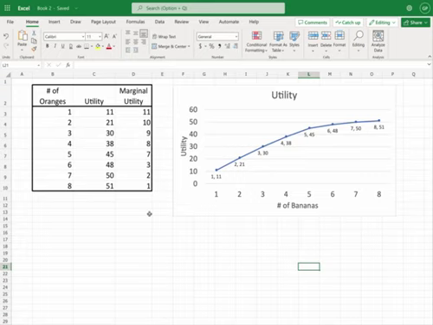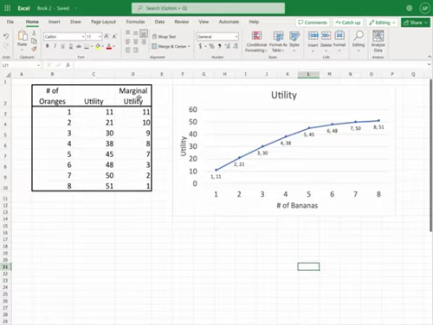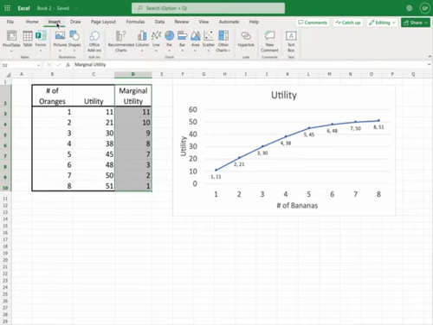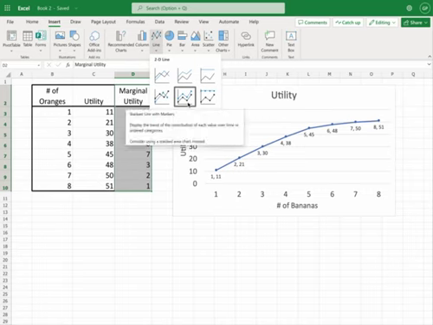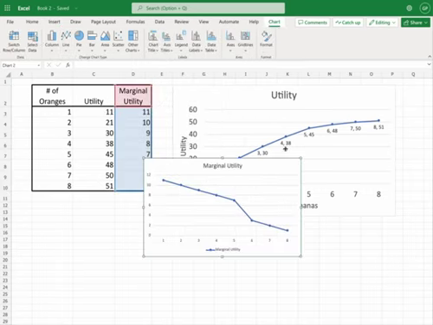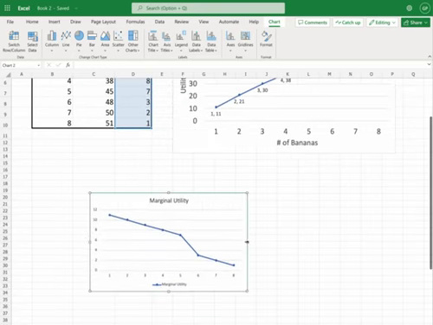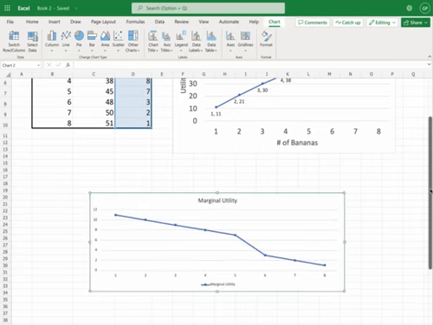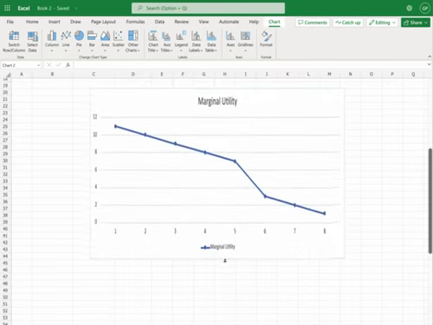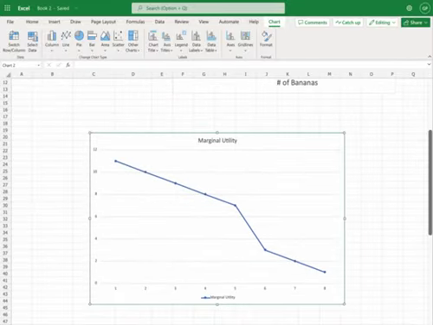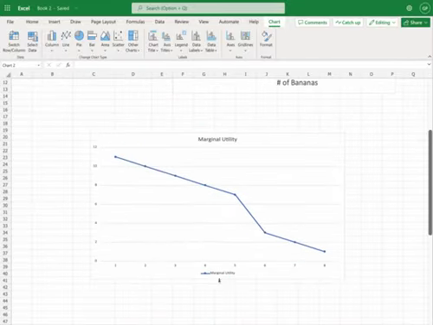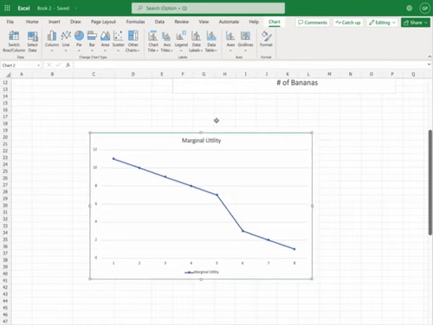Now, we could do the same thing with marginal utility. Just highlight marginal utility, insert, line with markers. There you go. The second part of the question. Again, all you have to do is go through and pretty it up a little. Just make it look a little bit better so it's a little more readable.